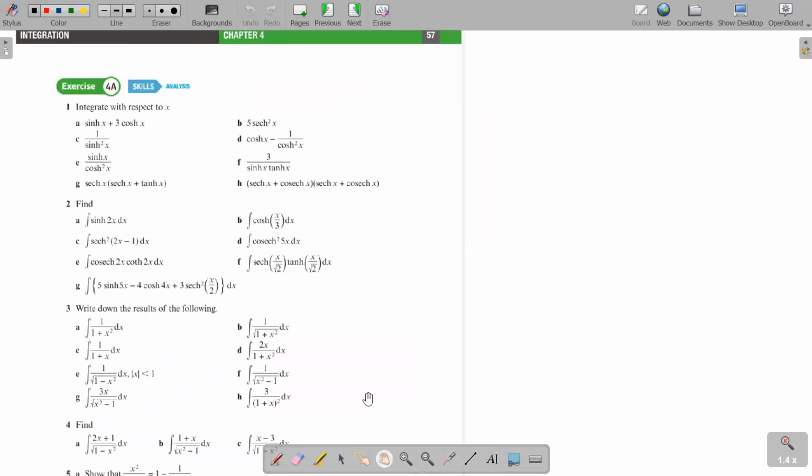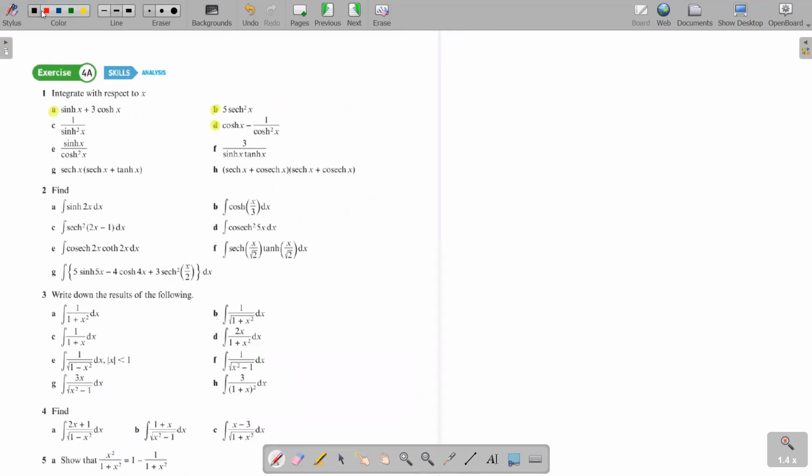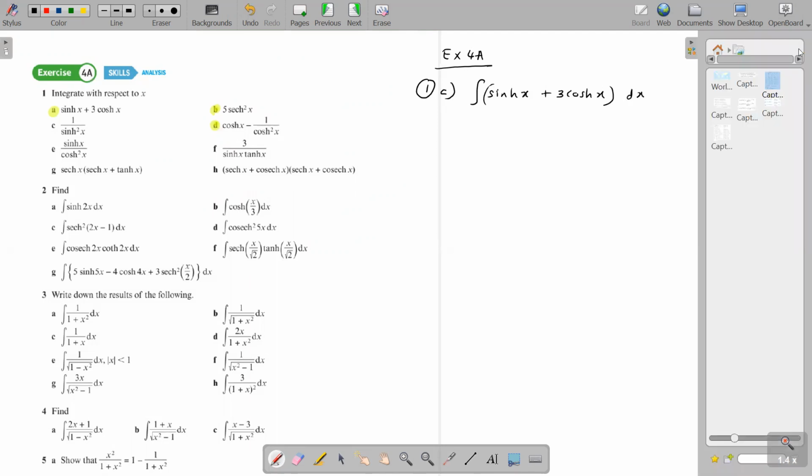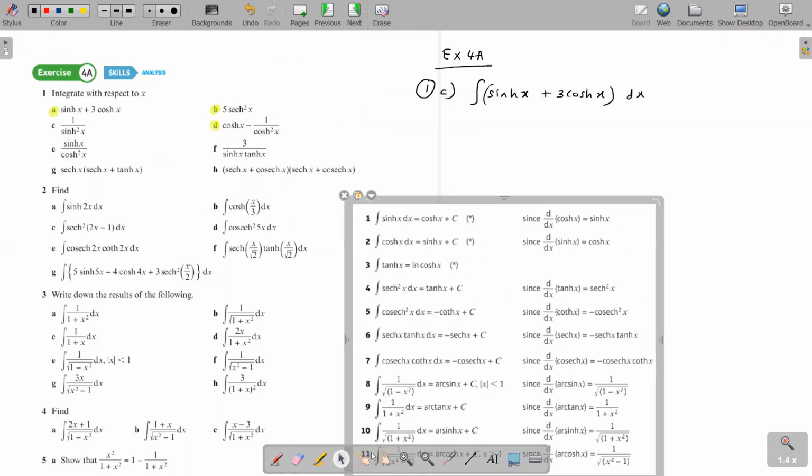So we'll start with the first one, exercise 4A, question number 1, part a. They're asking you to integrate sin x plus 3 cos x with respect to x. So how do we integrate? I've taken the rules for you all to have a look.